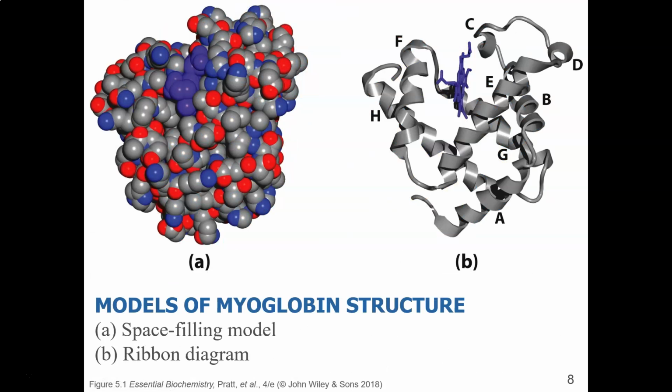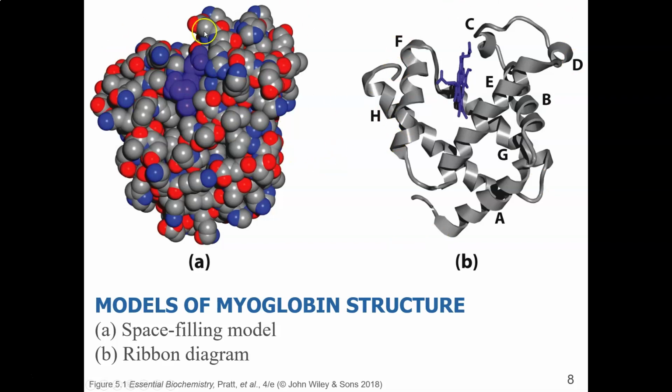So here's another view. Over on the left-hand side, this is a space-filling view. This doesn't allow us to see the alpha helices very well, but at least it shows the idea that this protein doesn't have a lot of empty space. If we look at this picture on the right with the helices, we can see the helices very well, but it maybe gives us the erroneous impression that there's a lot of empty space.